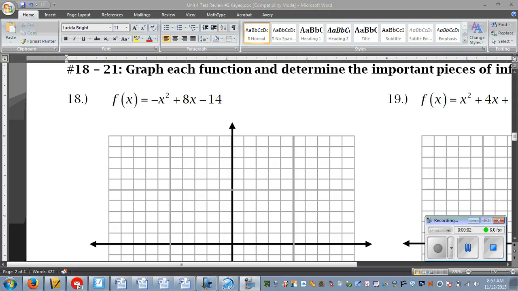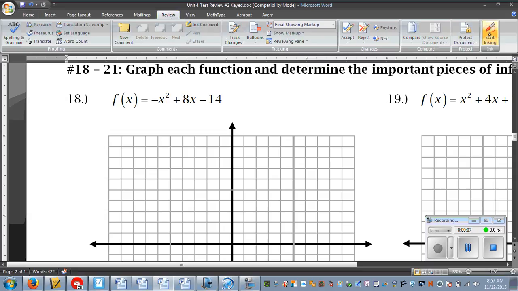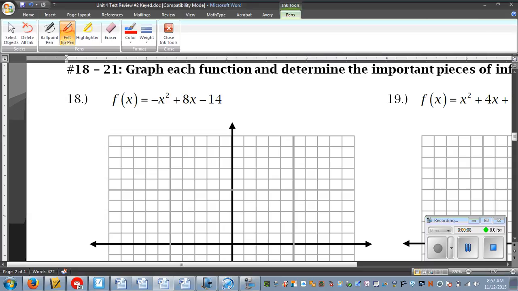When I'm graphing in standard form, I have two choices. I can either take the standard form and complete the square to change it into vertex form, or I can use the formula negative b over 2a. I'll show you both methods.